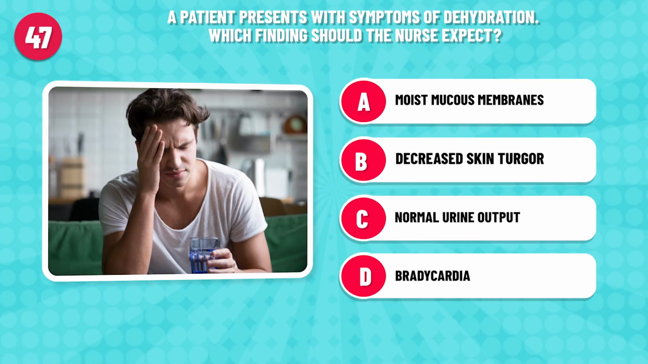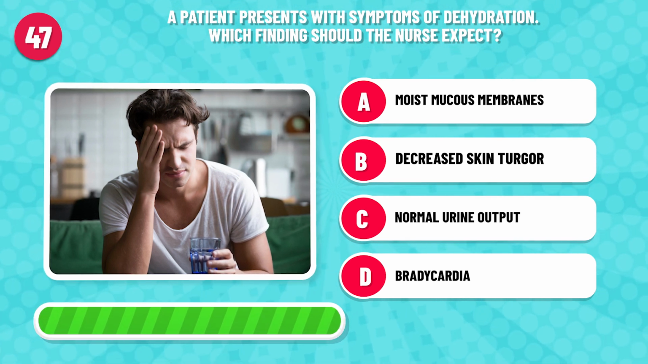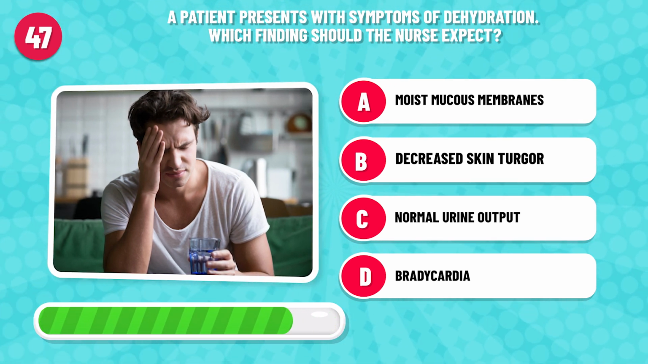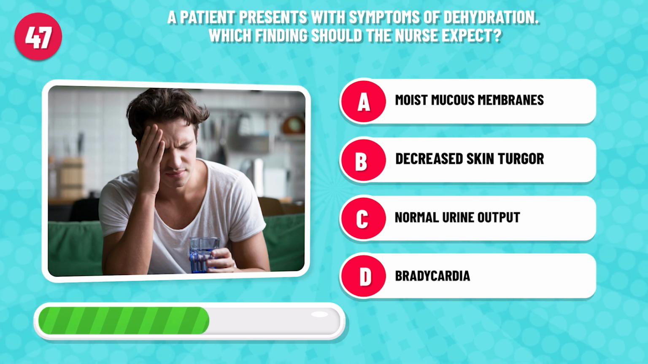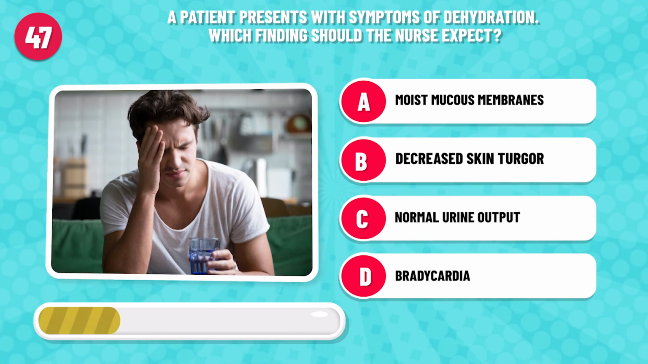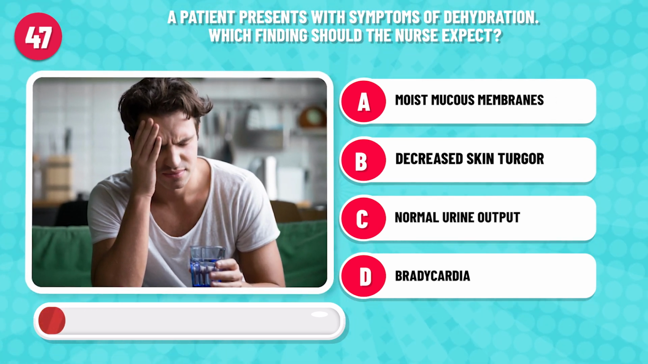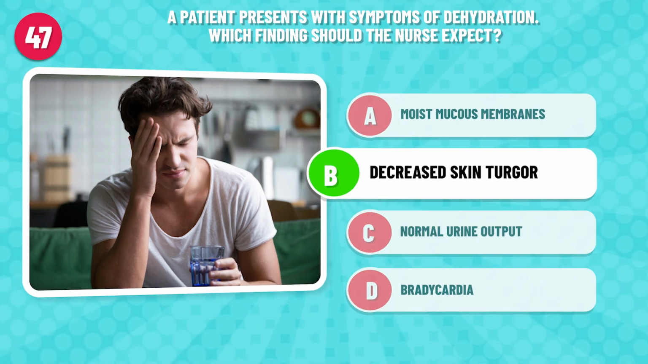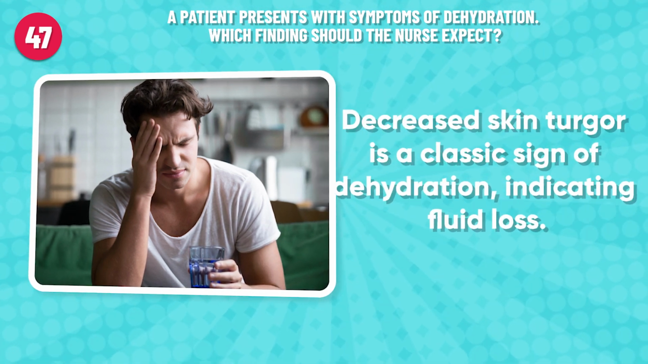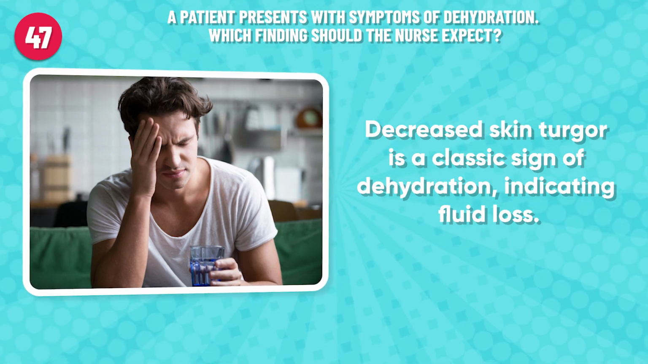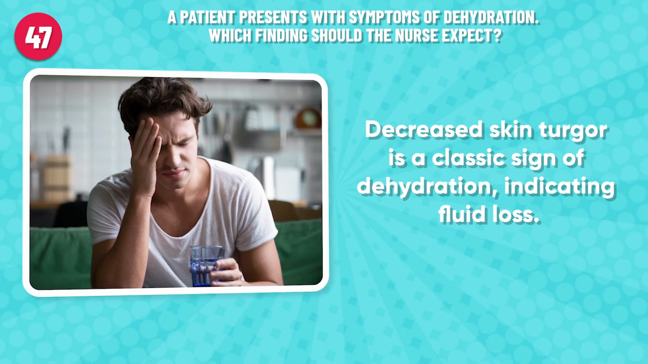A patient presents with symptoms of dehydration. Which finding should the nurse expect? It's B. Decreased skin turgor. Decreased skin turgor is a classic sign of dehydration, indicating fluid loss.